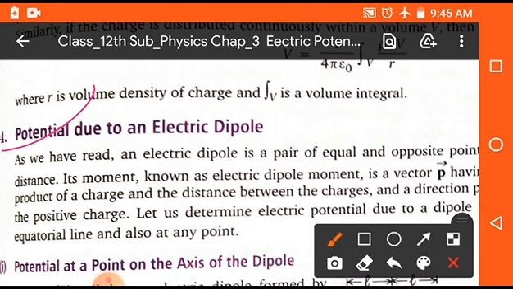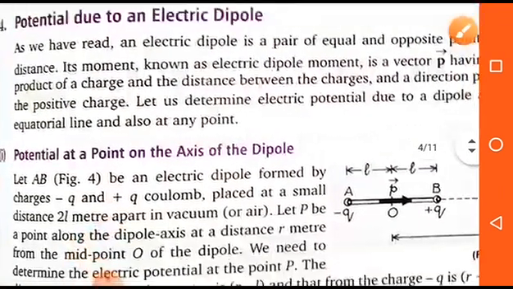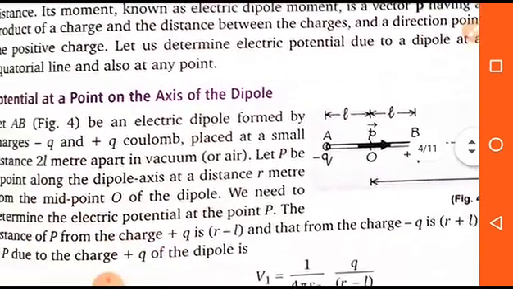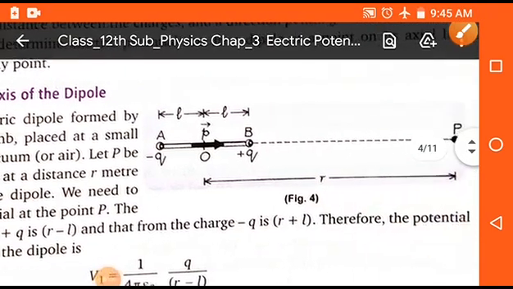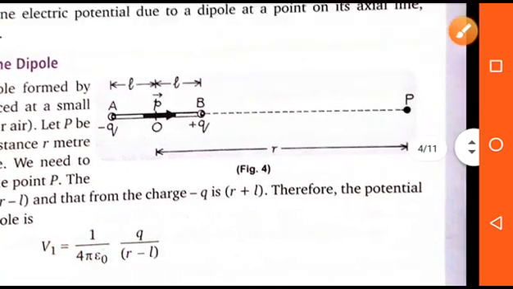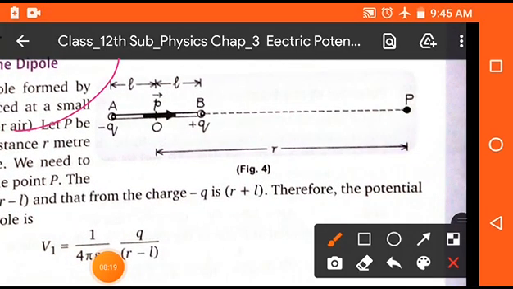So the first point is potential at a point on the axis of dipole. So take a diagram. This is an electric dipole which has charges minus q and plus q, and O is the center. Take a point P on the axis of the electric dipole at distance small r.